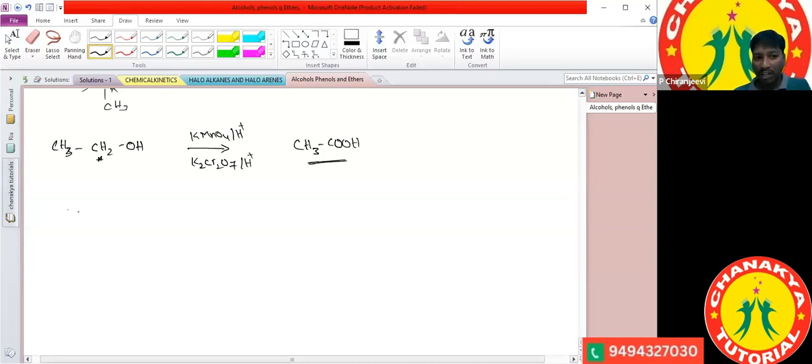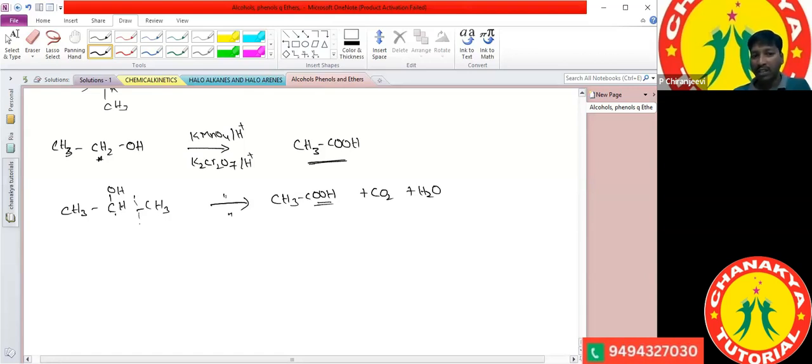And here is one more condition: CH3-CH(OH)-CH3. If it is treated with a strong oxidizing agent, one part is converted into the carboxylic acid CH3-COOH, and the other is CO2 plus H2O. So the carbon attached to OH is converted into the carboxylic acid group.